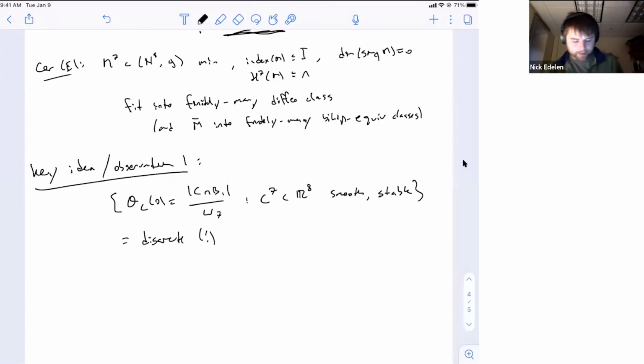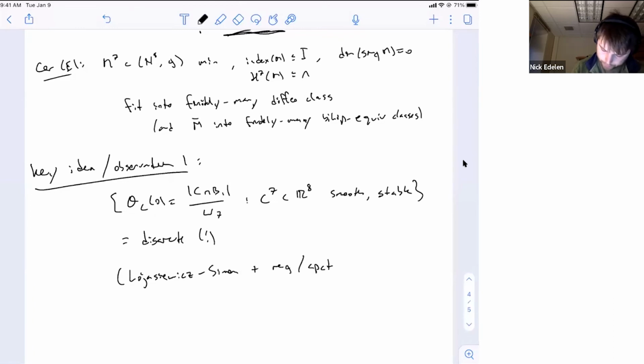So I don't really want to go into the proof, but if you're familiar with the Łojasiewicz-Simon inequality, then it's a direct consequence. Łojasiewicz-Simon plus the standard regularity and compactness theorems for stable minimal hypersurfaces.